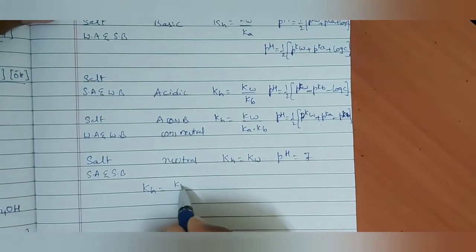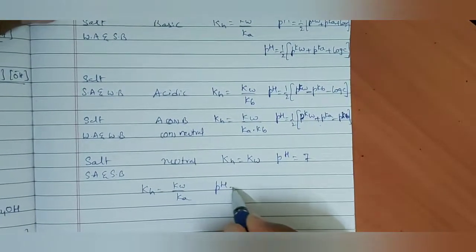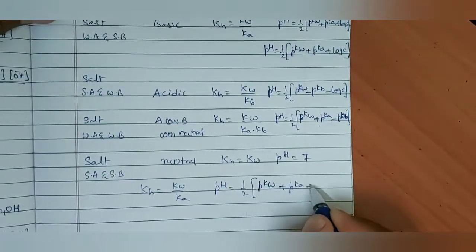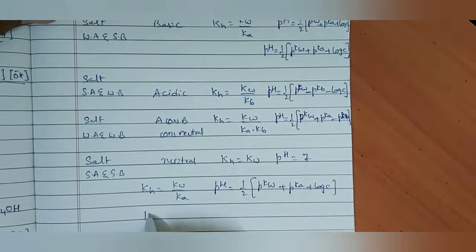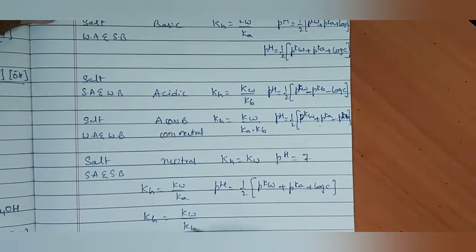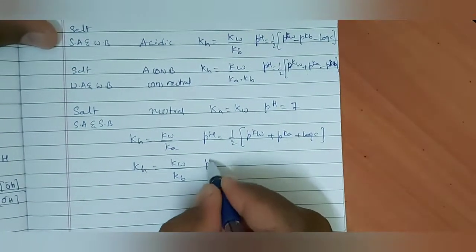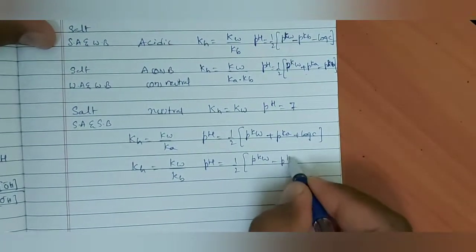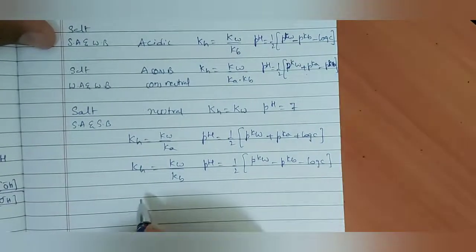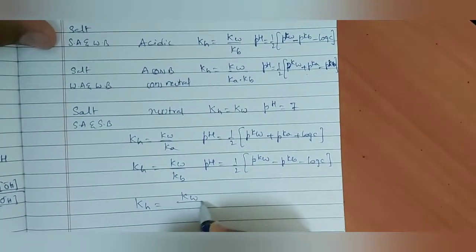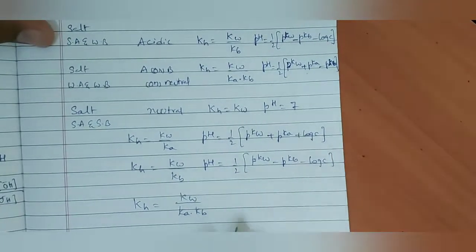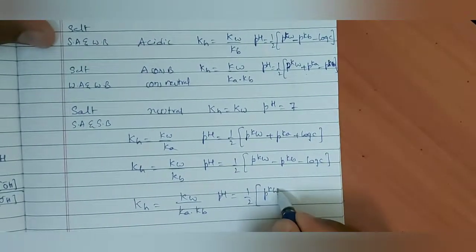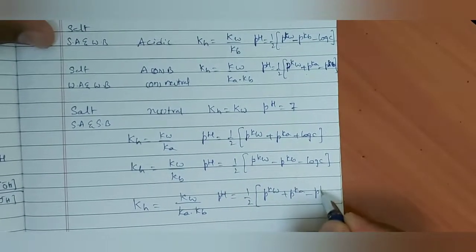When we have KH is equal to KW by Ka, pH is equal to 1 by 2 into pKw plus pKa plus log C. When we have KH is equal to KW by Kb, pH is equal to 1 by 2 into pKw minus pKb minus log C. When we have KH is equal to KW by Ka into Kb, pH is equal to 1 by 2 into pKw as it is, plus pKa minus pKb.